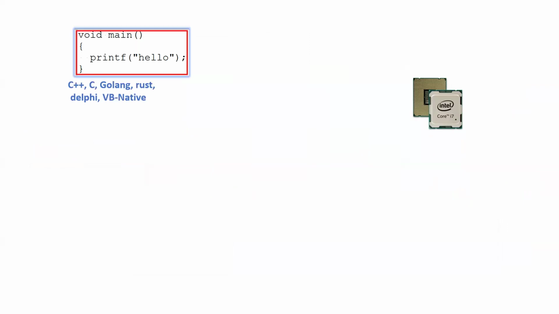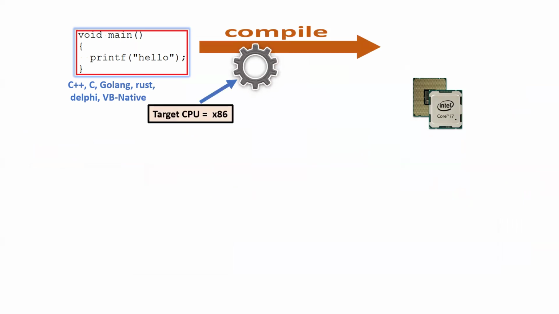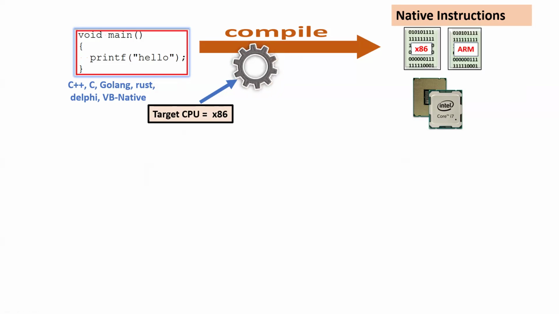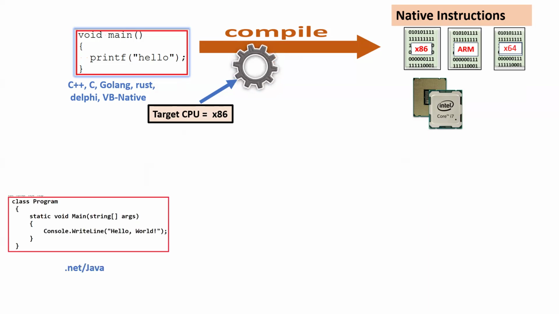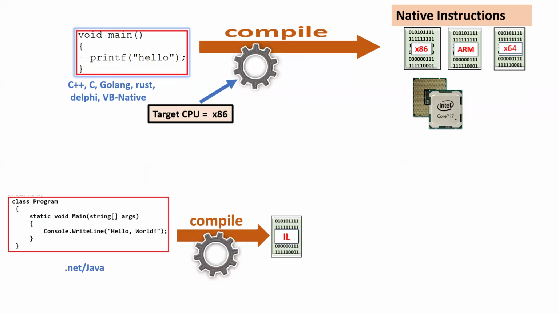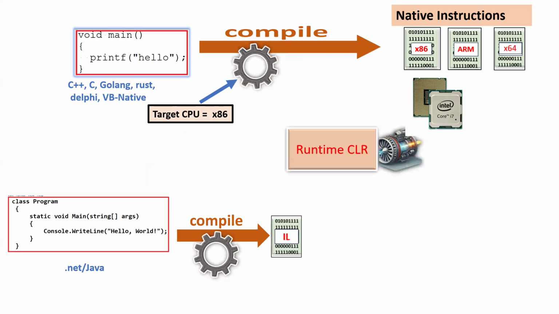Now let us go back to the compilation. When the source code is C++, C, Golang, Rust, Delphi, or VB, the compiled code generated would be native instructions. By native instructions, I mean the instruction set can be x86, x64, or ARM. But when the source code language is .NET, it is compiled into intermediate language instructions. Later, these intermediate language instructions are converted into native instructions by the runtime, the CLR.